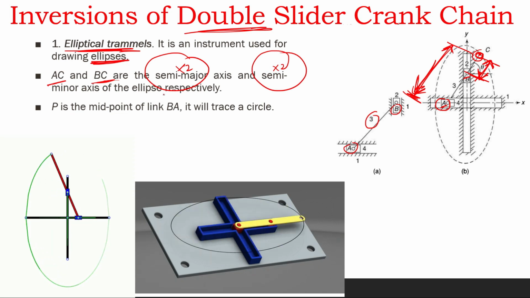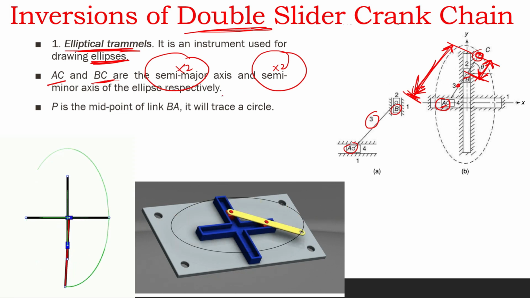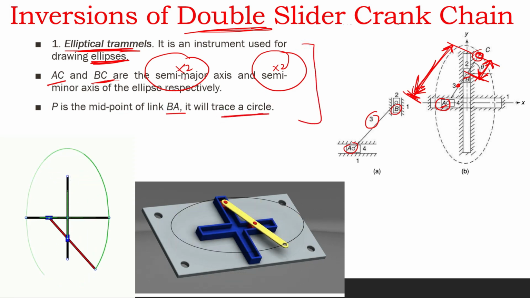And if you take a point at the center of A and B, then the shape made, or the path traced, by this point P is a circle. Okay, so P, the midpoint of link AB, will trace a circle. So these points are very important, from which questions can be directly framed.